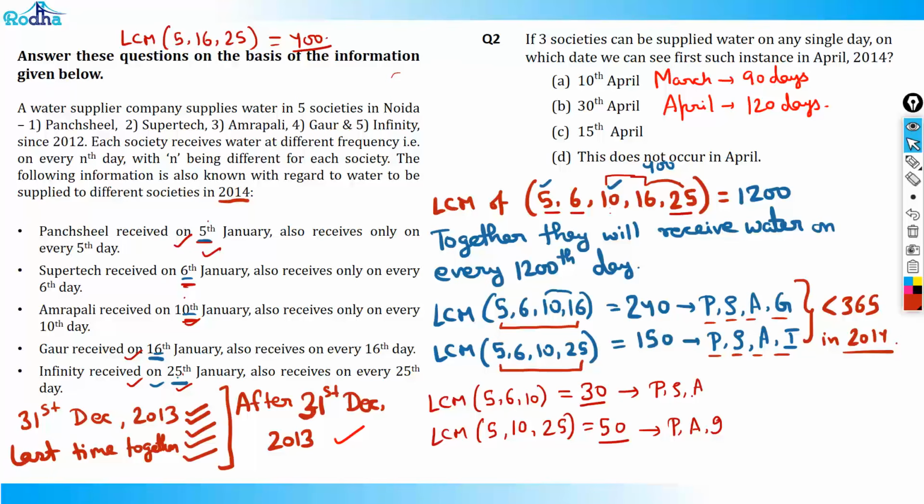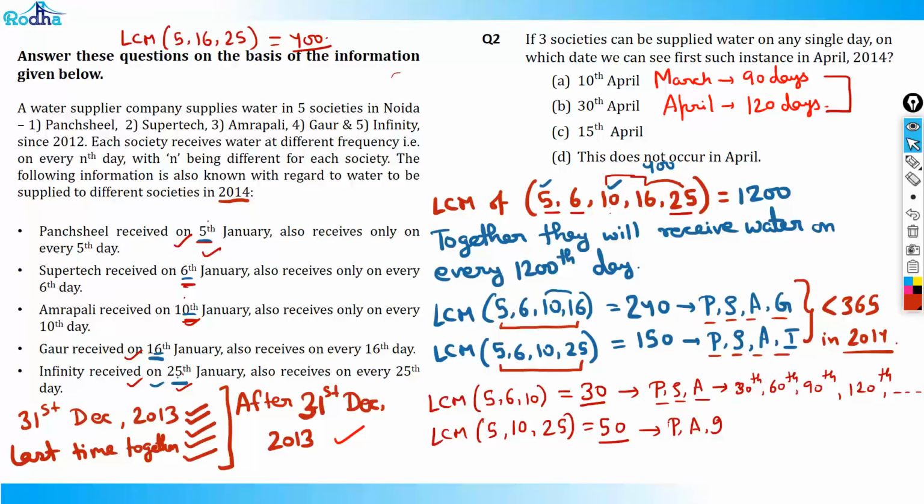So when they receive water on every 30th day, after 31st December 2013, Panchsheel, Supertech and Amrapali receive every 30th day. So they receive water on the 30th day, then the 60th day, then the 90th day, then the 120th day, right? That is the maximum. Further also, but not a lot of hours, because we are searching in between March and April. So 30th, 60th, 90th and 120th, right?